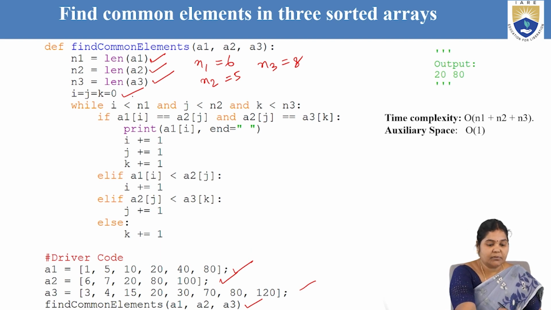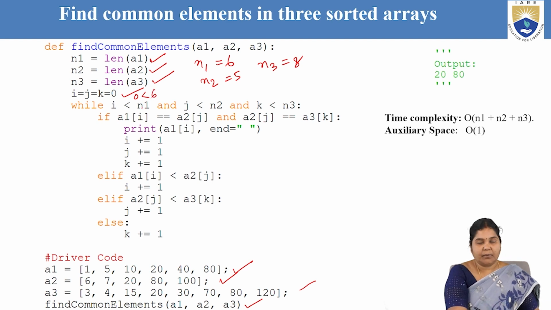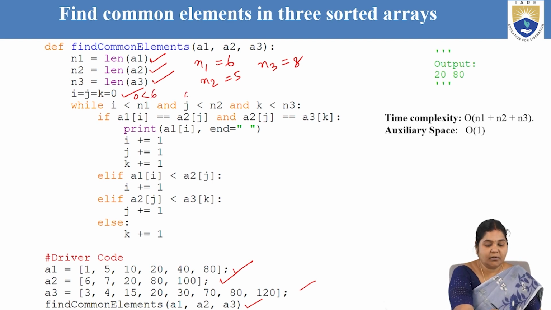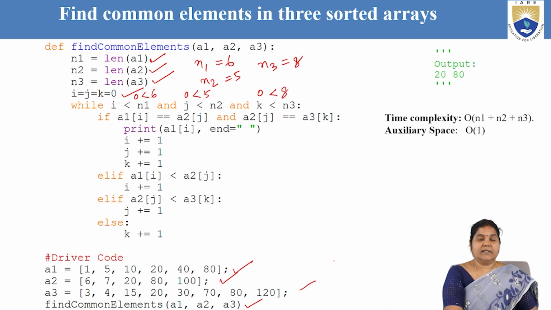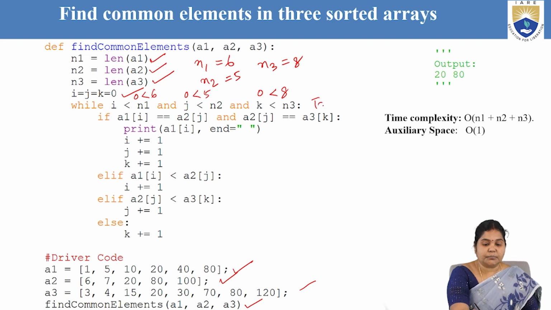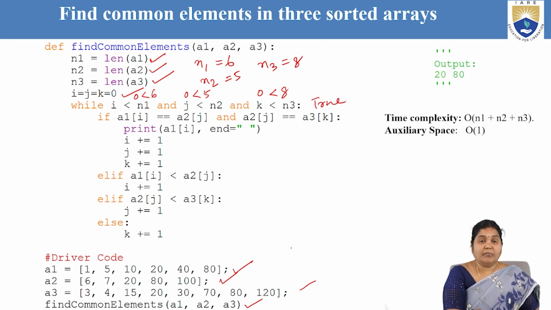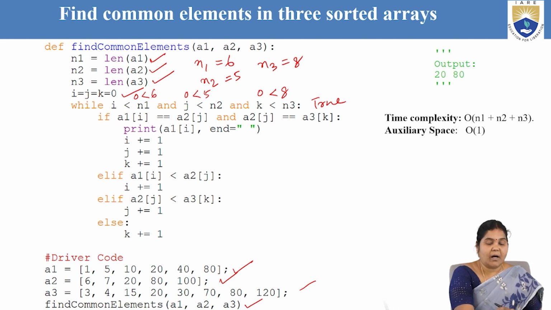Okay. Now the initial values of i, j, k are 0. So i is 0, so 0 is less than n1, means 0 is less than 6. Yes. And j is also 0, 0 is less than n2, n2 means 5. Yes, it is true. And k is also 0, 0 is less than 8. It is true. So with these three conditions, the while loop is becoming true. That means we are going inside the loop. Now, after going inside the loop, we have to compare. Okay. So, how will you compare?